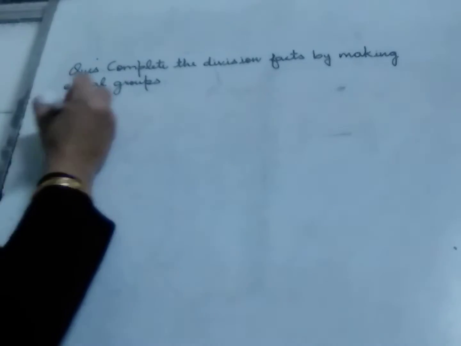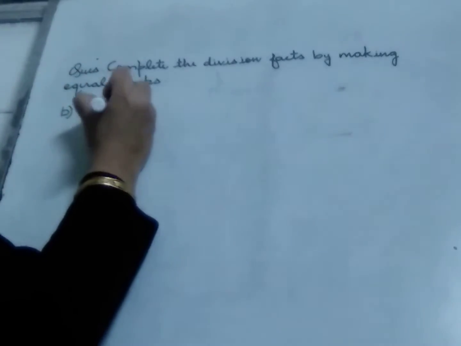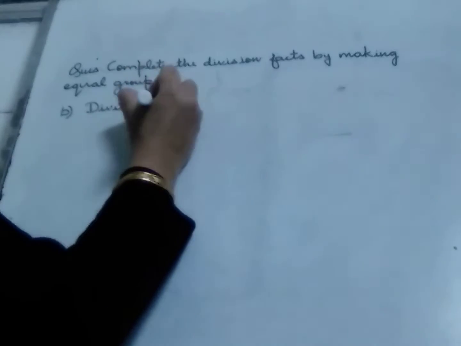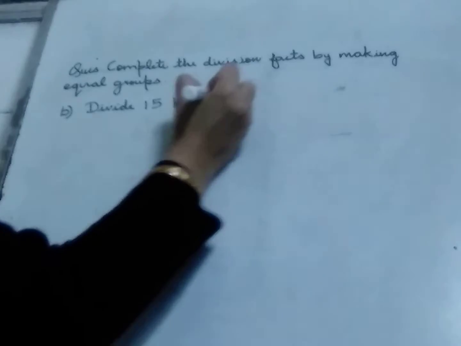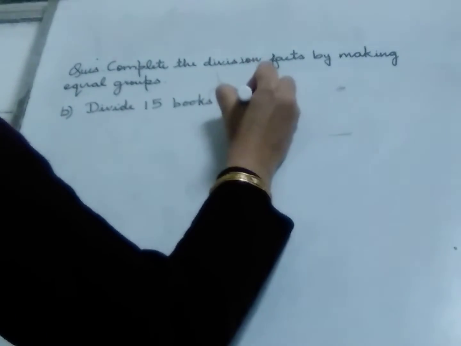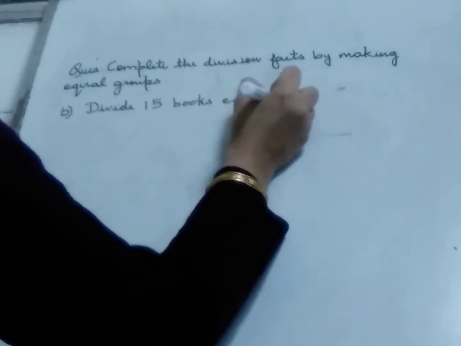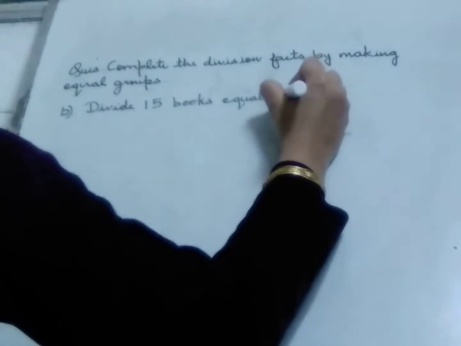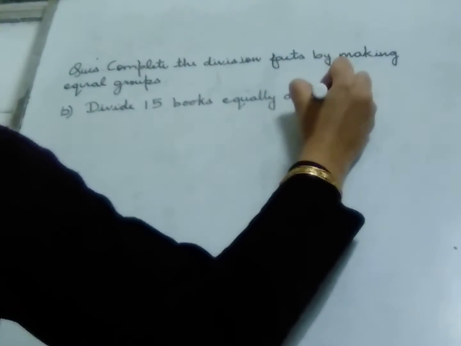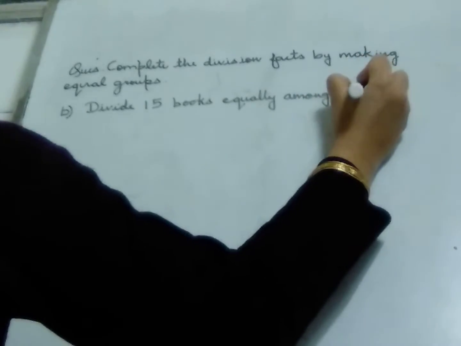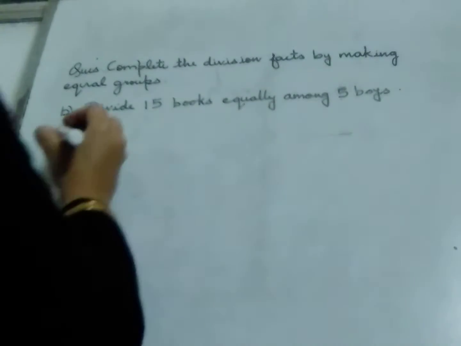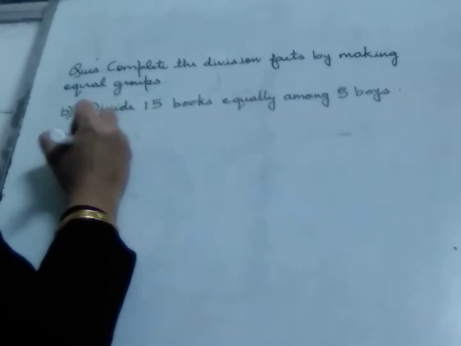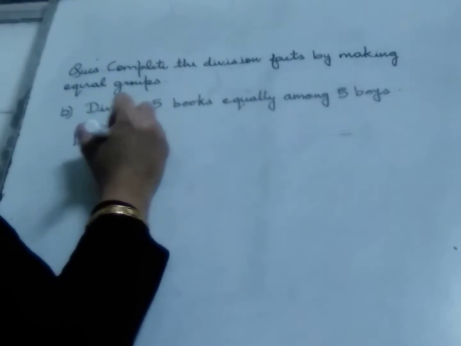Our next question is divide 15 books equally among 5 boys. Here the dividend is 15 and the divisor is 5. First of all, draw 15 books here. I am making the picture of books roughly.